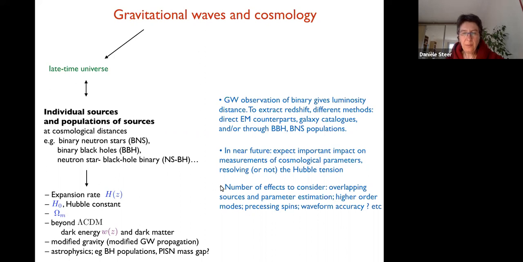Now, when one wants to go down this method to extract cosmological parameters with future detectors, I also tried to explain to you that there are a number of new effects which we'll have to consider when we're looking at very large redshifts. In particular, the effect of overlapping sources. There could be higher order modes, there could be precessing spins, and there are a number of open questions which I think will be very interesting in the future. So that's more or less what we discussed on Tuesday.